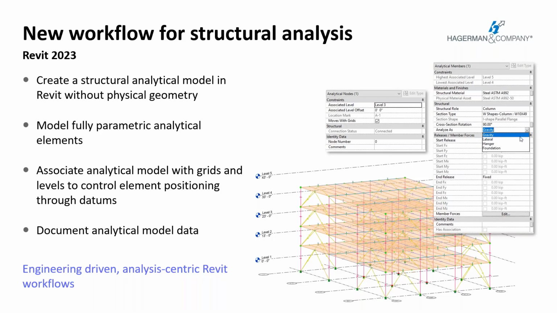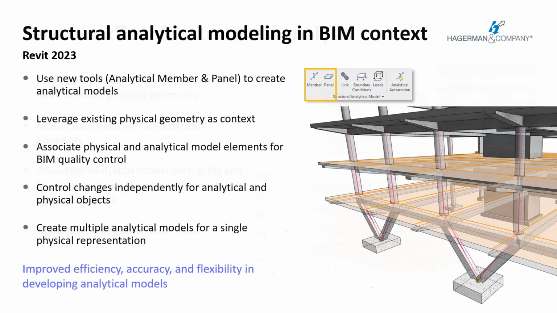For example, when starting a project from scratch, you can focus exclusively on analytical modeling, just like you would in a traditional analysis software. In Revit, analytical elements are fully parametric and are associated with grids and levels, enabling you to control element positioning using these datums. And we have some further information on the next slide here.